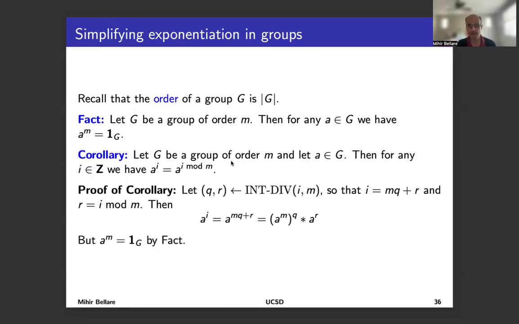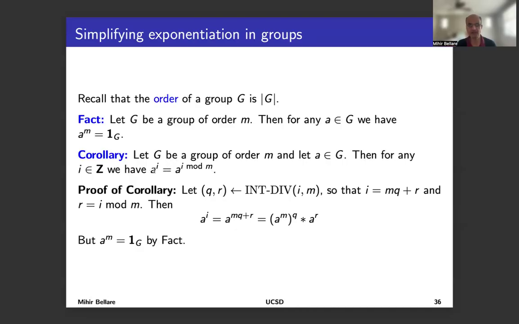There's an extension of that which extends to arbitrary exponents. Again, we have our group. It has this order m, and we have our point in the group. Now I want to raise it to a power that's actually an arbitrary integer. And what the corollary says is that you never really need to consider very large integers because all that matters is the result of that exponent taken modulo the group order.